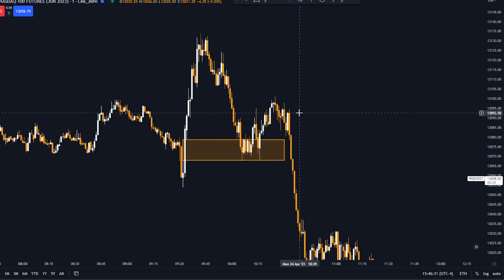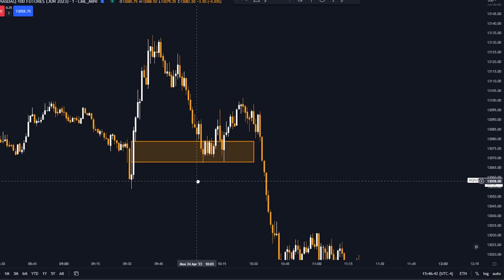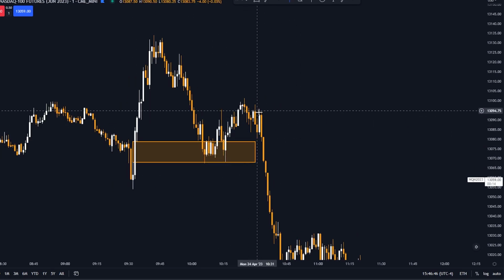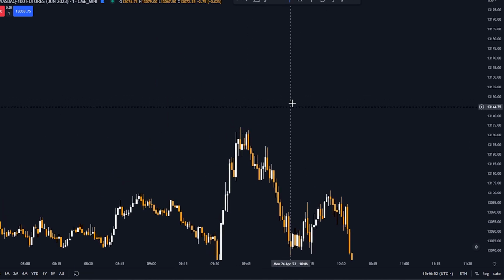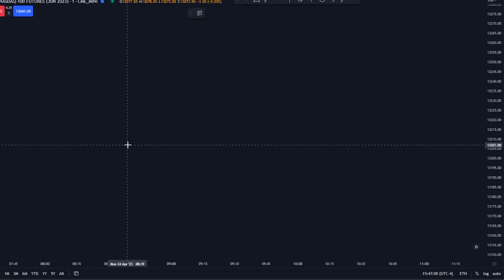Now I'm gonna show you just a simple example of what liquidity is and what I basically imagine when I think about it. This is just an example trade that might happen to you. You think that this is a fair value gap and you enter on it, and then you lose because this is just not the way to trade. So let me show you what liquidity is and how to find it.